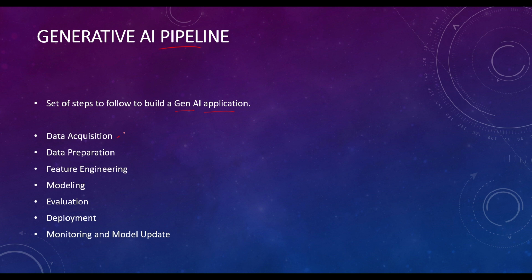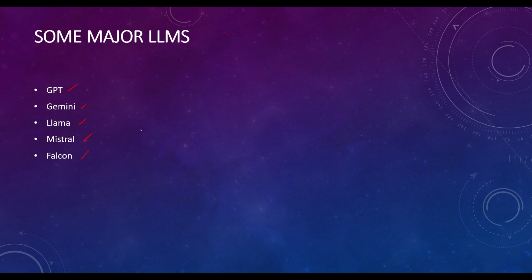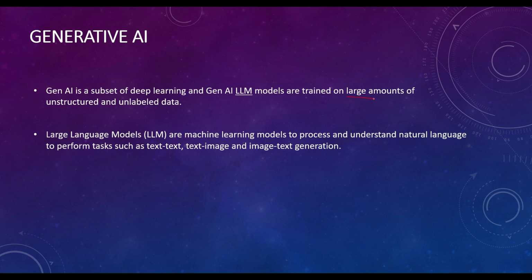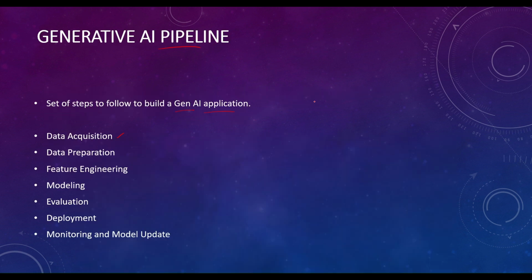So the first step is data acquisition. In the previous slide, we saw that all the large language models are based on large amounts of unstructured and unlabeled data. Whenever you are creating any generative AI application, you need to train your model, and in order to train your model, you need to get the data. So data acquisition is the first step. This data could be in PDF format. You can get the data from the internet, go to different websites and get the text from them. Other than that, you can also have different surveys. You can even ask ChatGPT or any language model to give the data for you. So basically the purpose of data acquisition is to acquire the data based on which your generative AI model will be trained.